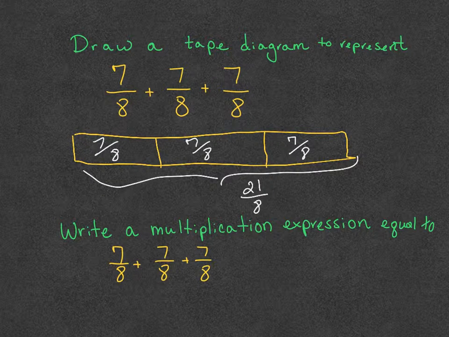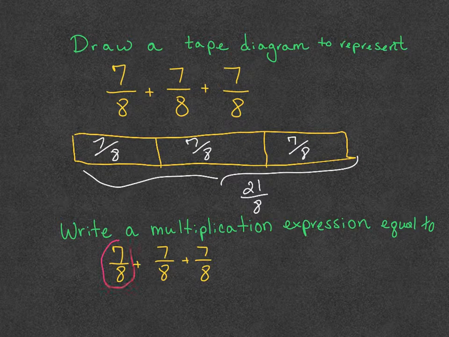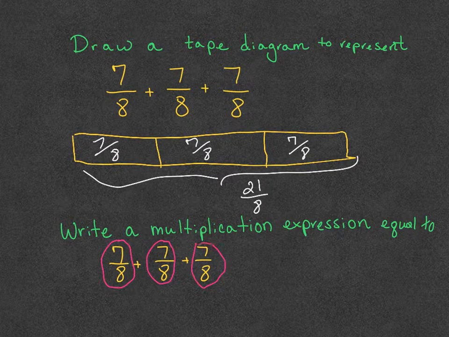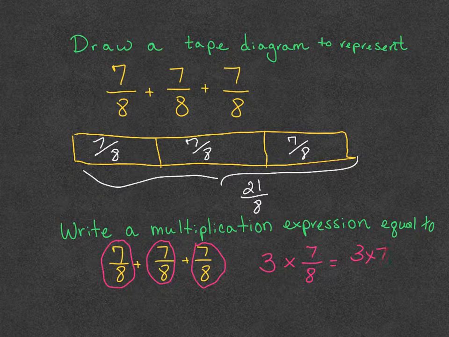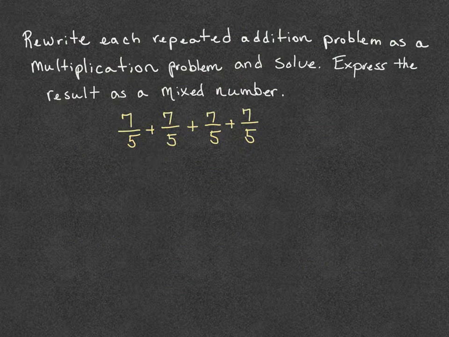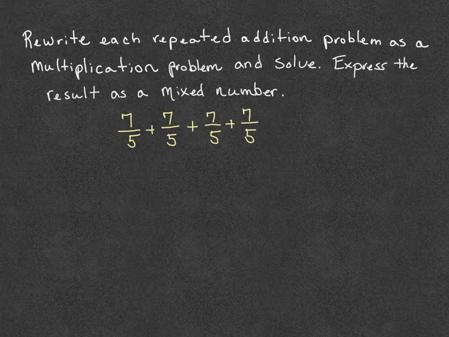Now, on the bottom, it says write the multiplication expression which is equal to 7/8 plus 7/8 plus 7/8. Remember, this is just saying we have 1 group, 2 groups, and 3 groups. So we've got 3 groups of 7/8, and 3 times 7 over 8 is 21/8. And then we would turn that into a mixed number. Rewrite each repeated addition problem as a multiplication problem and solve. And then we're going to express it as a mixed number.